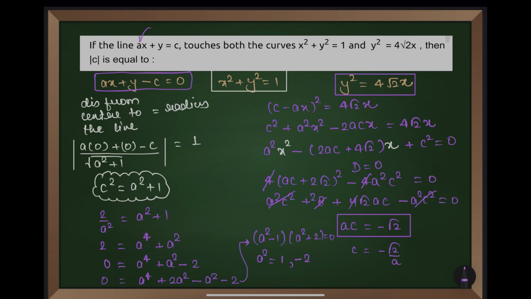You know that a is a real number, so the square of a real number cannot be negative 2, correct? So we will have 1 only, so a square is 1, so a will be either 1 or minus 1. And you need c. So can I replace a square with 1? So c square will be equal to 2. So c will be equal to plus minus root 2, right? But we are interested in mod c. So in both the cases mod c will be root 2. I hope the idea is clear.